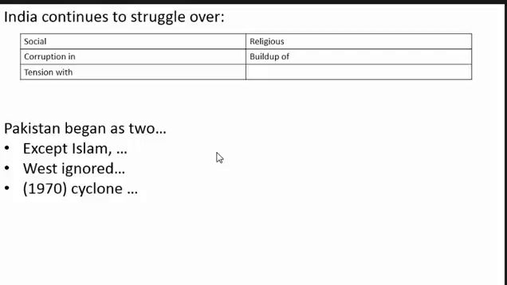Okay, let's talk about that cyclone. In 1970, a cyclone devastated the East. What's a cyclone? Well, it's like a tornado. It devastated the East, and the West was slow in delivering aid. India asked the East, hey, can we help you? No, the East said, we've got the West coming, they'll take care of us. Well, they didn't. It was slow in delivering aid.